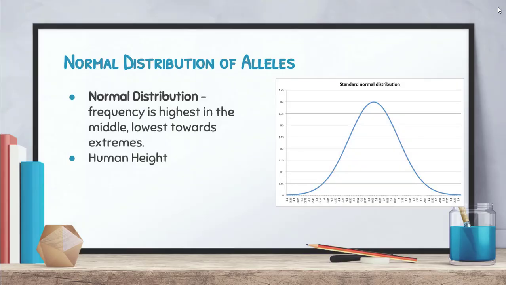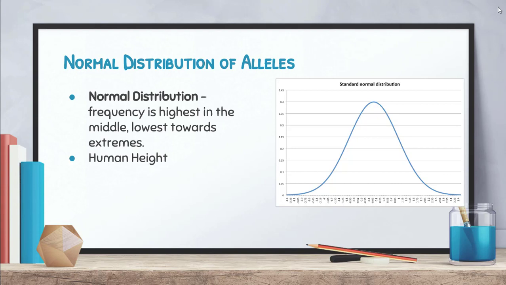So when we look at the distribution of alleles, in a normal distribution the frequency is highest in the middle and lowest towards the extremes. For example, human height is an excellent example. Human height is most frequently somewhere in the middle. People aren't too short, people aren't too tall. That's not to say there aren't short and tall people in this world, but more individuals are going to fall in that normal range, say, 5'6" to 6'2", than people who are smaller than that or people who are taller than that.